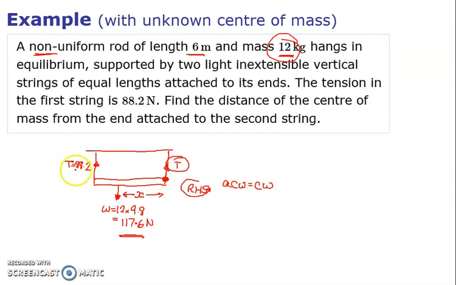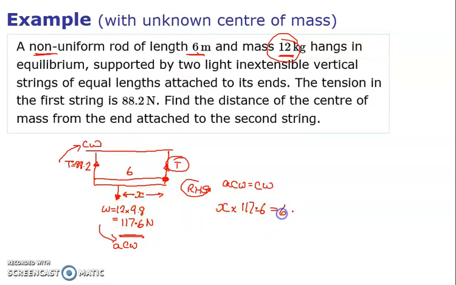So I reckon this, if I just think of that force, that would send it round. I reckon this is a clockwise force, whereas this one, the weight would pull it that way. It's an anti-clockwise force. So let's just do that. It's x times 117.6, the anti-clockwise force, equals the clockwise force. What was the length? It was 6 meters. So that's 6 meters away.